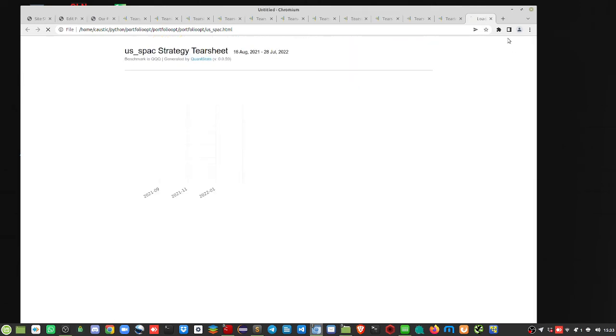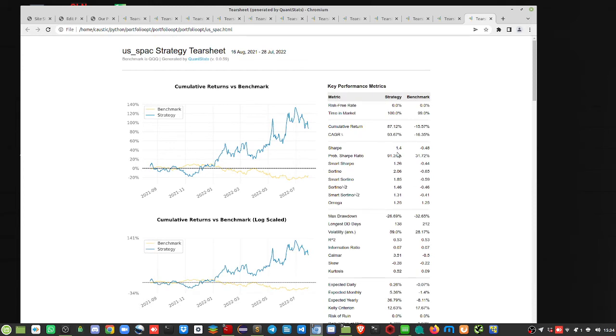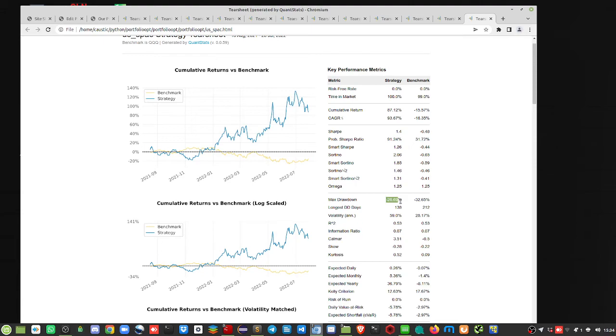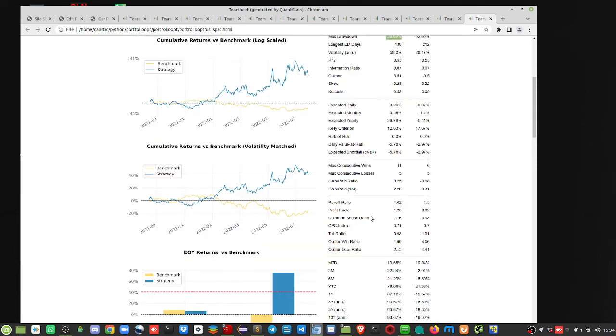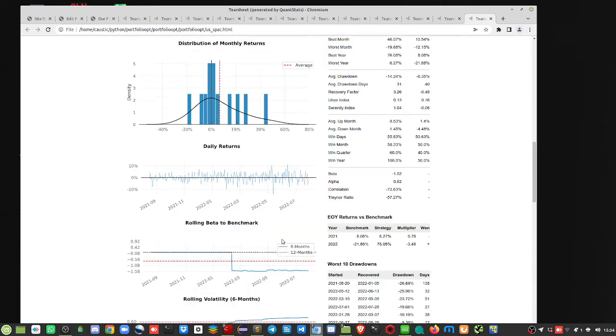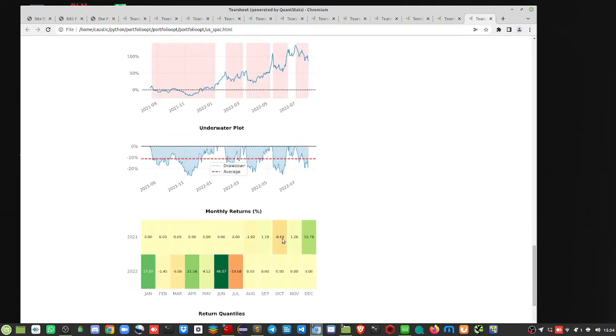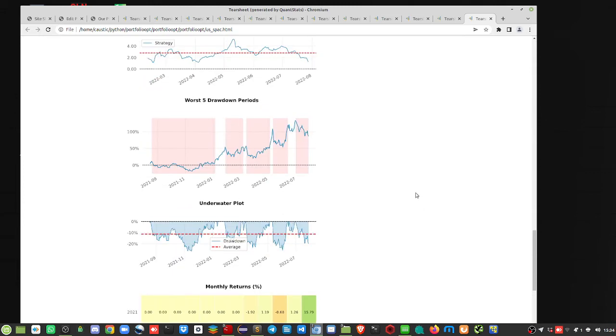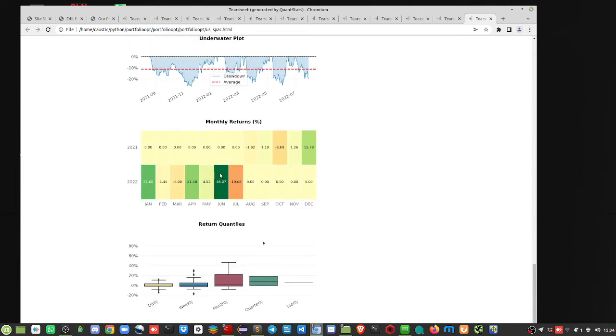I'm sure we heard about them. This is done fairly decent, 1.4. Drawdown's not so bad compared to the other ones, 26%, but still. The monthly returns, June was really strong. So again, when you look at June, where a lot of them were negative, this one was doing really good. So again, if you were playing in the world of SPACs for June, you would have done amazingly, up 46%.